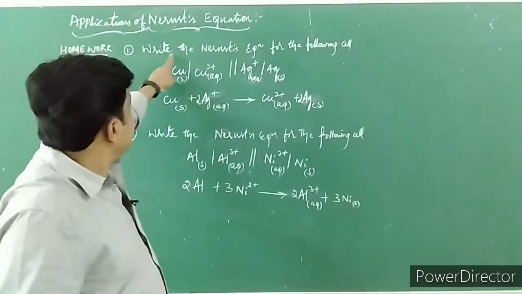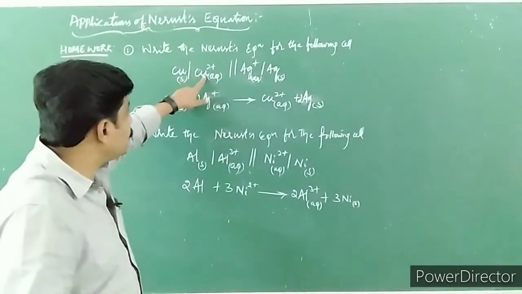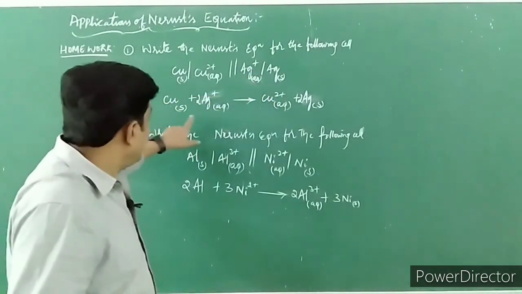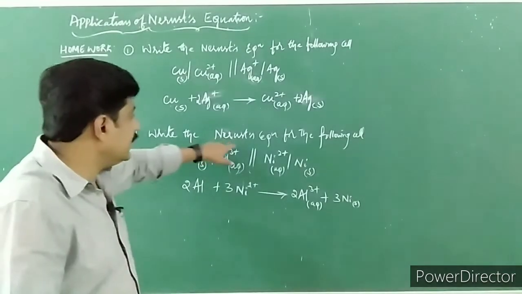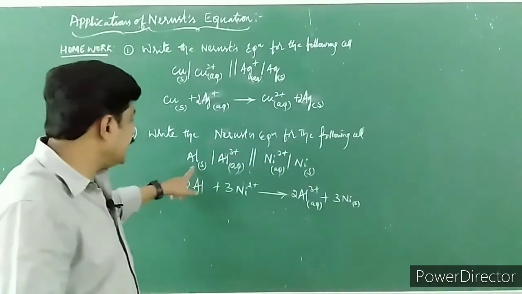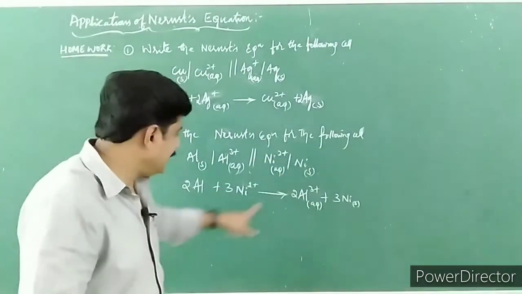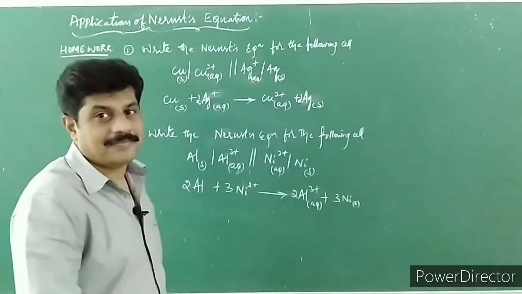Number 1, write the Nernst equation for the following cell: Cu | Cu2+ || Ag+ | Ag, and this is what the balanced chemical equation. The second one, write the Nernst equation for the following cell: Al | Al3+ || Na2+ | Na, and this is what the balanced chemical equation, the redox reaction for this cell.